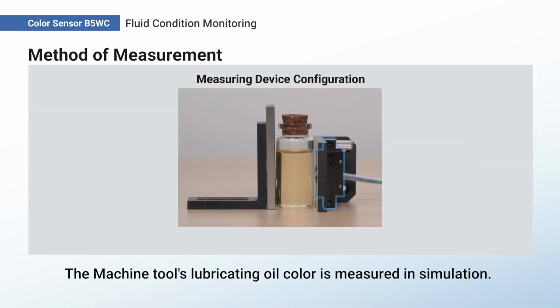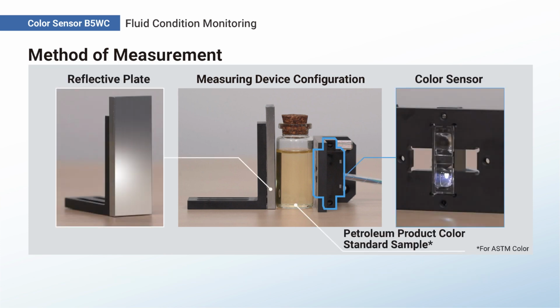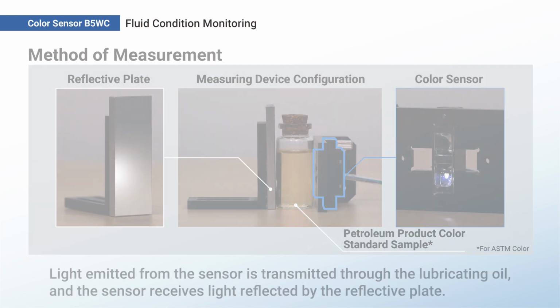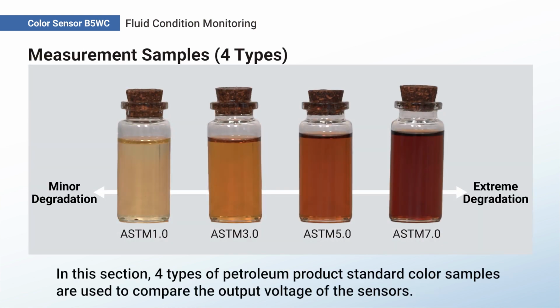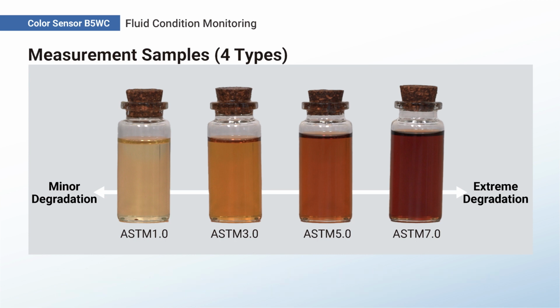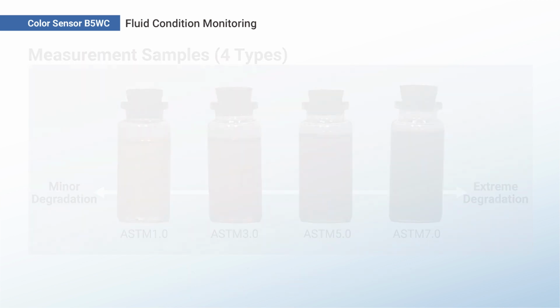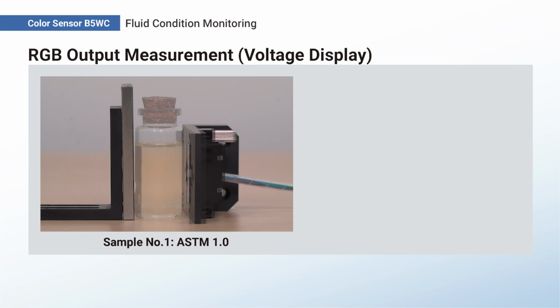in the lubricating oil. The machine tool's lubricating oil color is measured in simulation. Light emitted from the sensor is transmitted through the lubricating oil, and the sensor receives the light reflected by the reflective plate. In this section, 4 types of petroleum product standard color samples are used to compare the output voltage of the sensors. For petroleum product color standard samples, ASTM 1.0, 3.0, 5.0, and 7.0 are used.